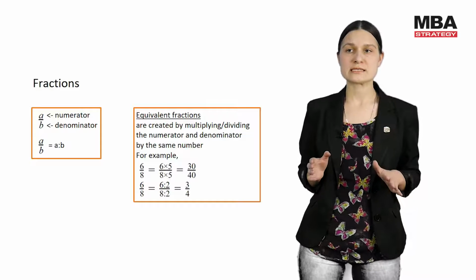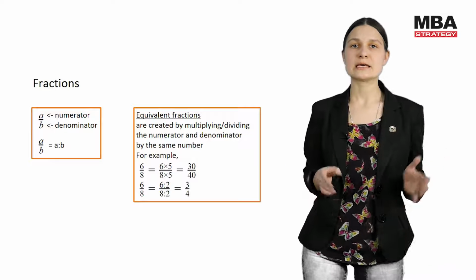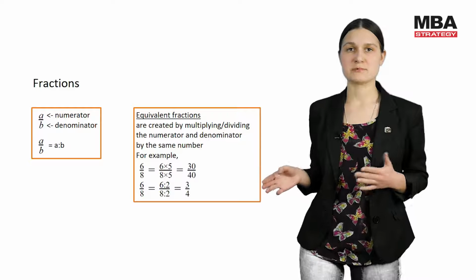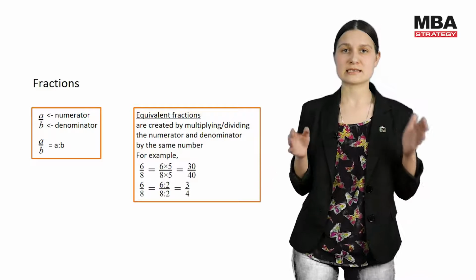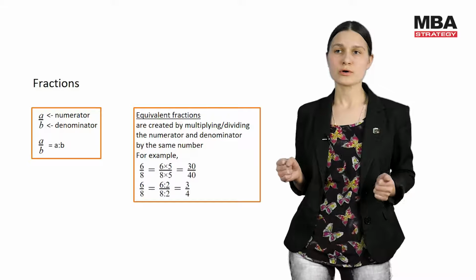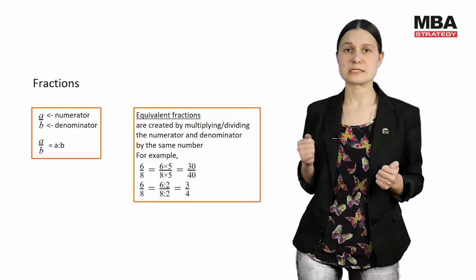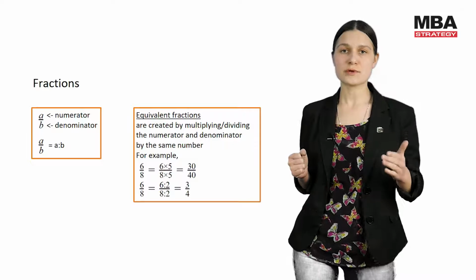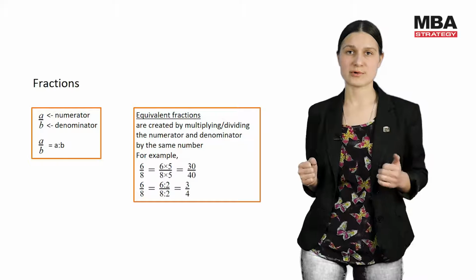number. For instance, if we have 6 over 8, we can multiply 6 and 8 by 5 and we get 30 and 40 at the top and bottom respectively. So 30 over 40 is still the same number as 6 over 8. Or we can also divide 6 and 8 by 2. So when we divide 6 by 2, we get 3, 8 by 2, we get 4. So 3 over 4, or 3/4, is still the same as 6 over 8.